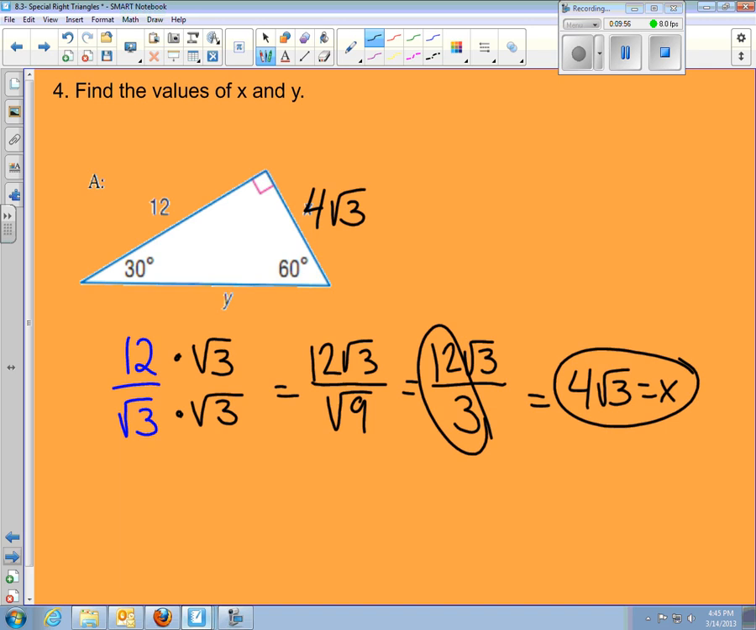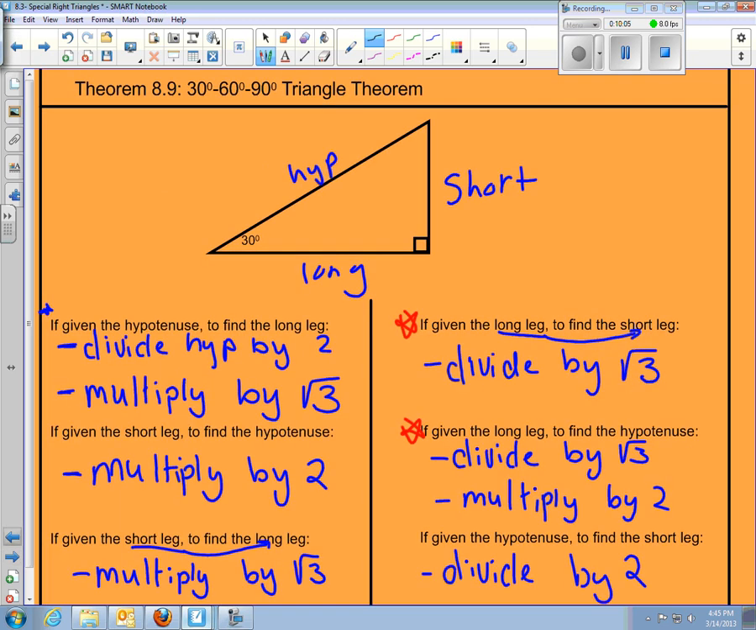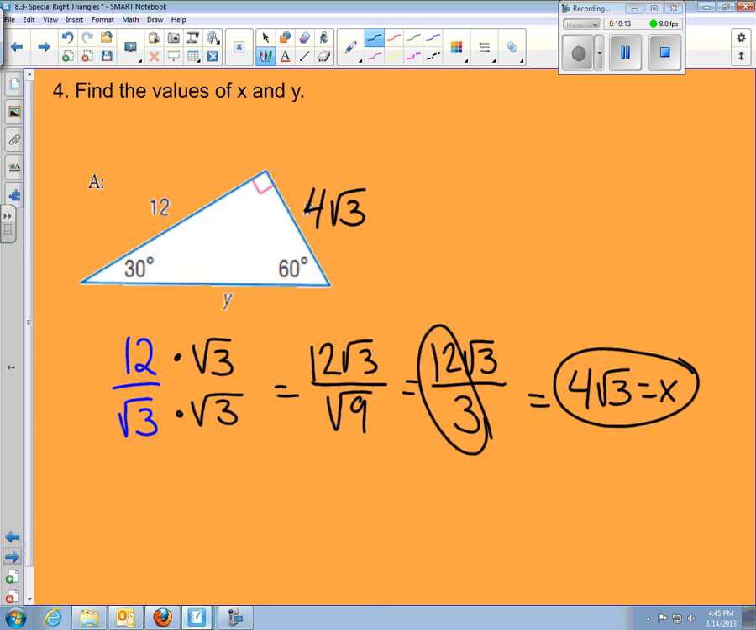Now I'm going to ask you again, what are we given? What are we looking for? Well, we're given the short leg and the long leg this time. So look back at your rules. We want to find the hypotenuse. We can either use this rule with 2 steps, or we can use this rule with 1 step. So if we have the short leg and we want to find the hypotenuse, we're going to multiply it by 2. Well, that's easy enough. 4 square root of 3 times 2. Do I take that 2 and times it by the 4, the 3, or both of them? Well, we're going to times it just by the 4. Again, it's that radical rule because of the square root. So we get 8 square root of 3 equals y.